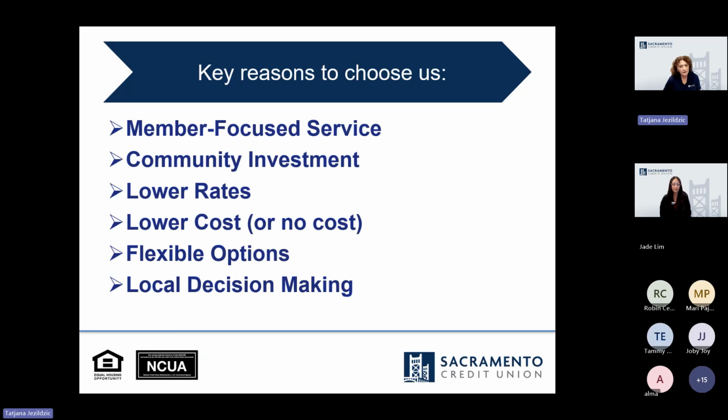Since we are a member-owned, not-for-profit institution, we can offer a more competitive and generally lower interest rate compared to for-profit banks. Lower cost or no cost: there is a cost associated with the home equity loan, but at Sacramento Credit Union, at this time, we do not pass that cost to you. And we offer both a traditional fixed home equity loan as well as a home equity line of credit that is not interest only in the draw period. The loan decisions are made locally, which leads to streamlined and faster processing. So either way, it's a win-win.